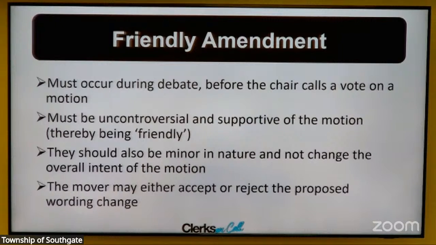So the key thing to remember is that friendly amendments really need to be uncontroversial and need to be supportive of the main motion. And they really need to be minor in nature and not change the overall intent of the motion.